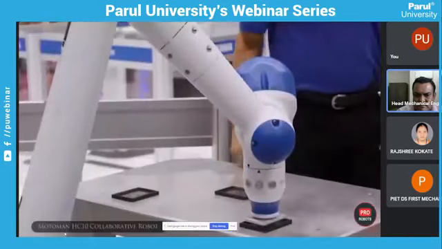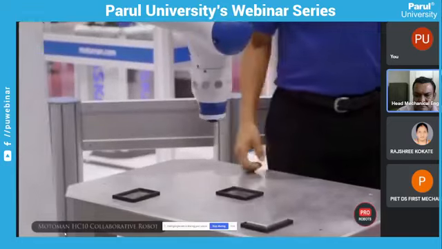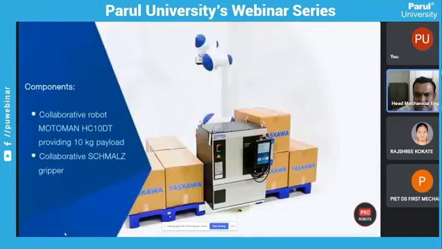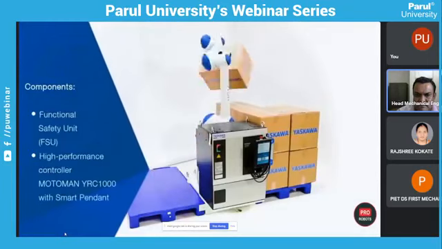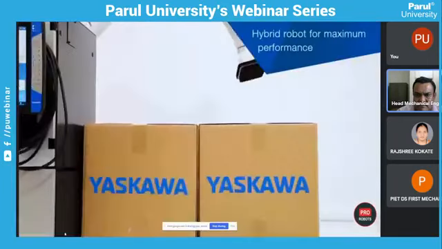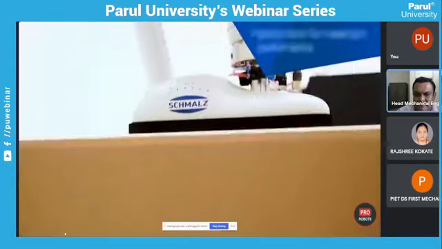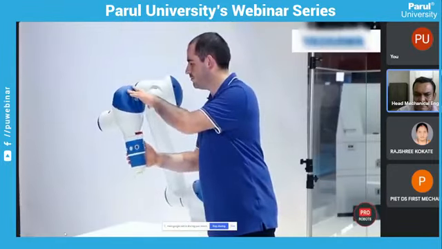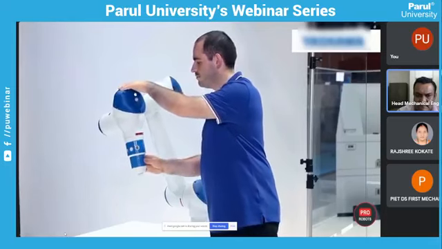The company also manufactures collaborative robots for working with people. For example, the Motoman HC10 is capable of performing a wide range of tasks, lifting loads of up to 10 kilograms and working within a 1.2 meter radius. But the main thing about this robot is that it can be controlled manually without programming, which allows you to quickly integrate it into any process.